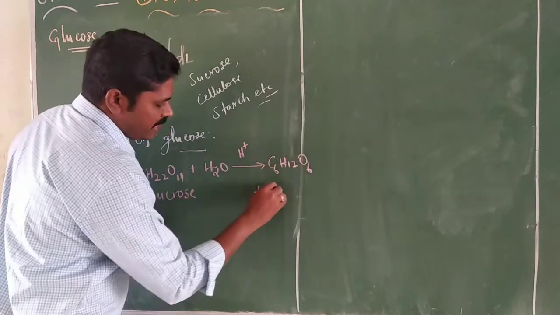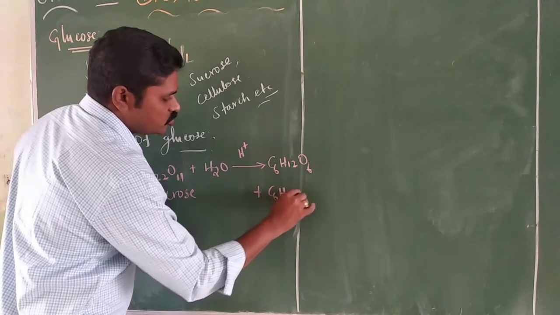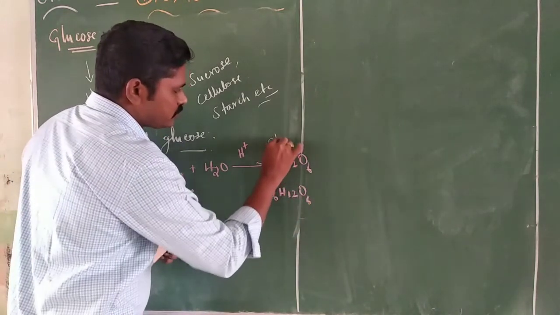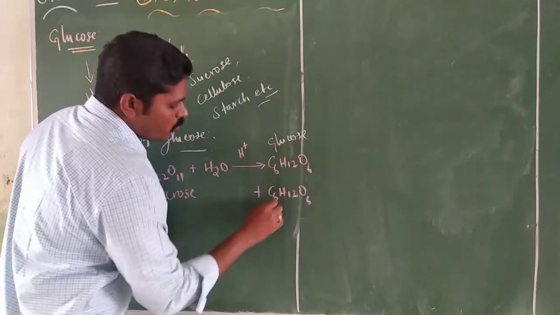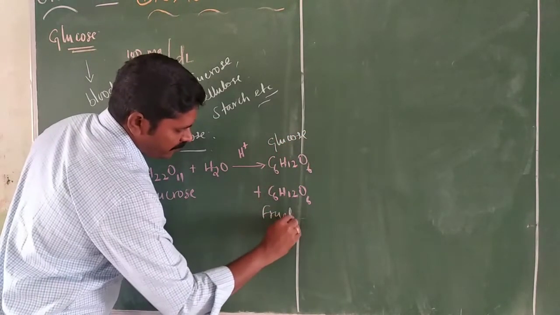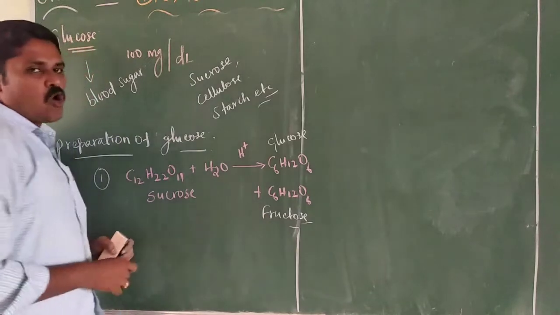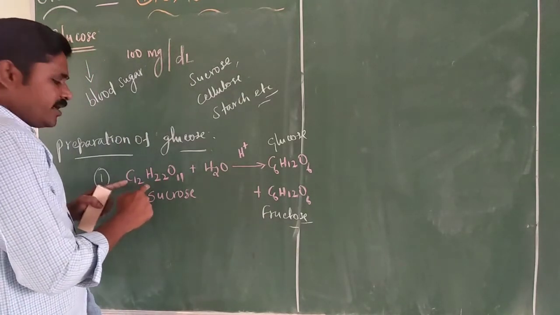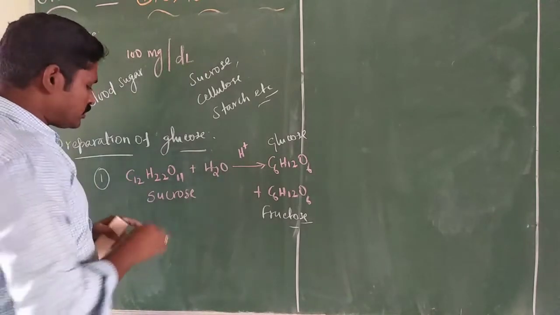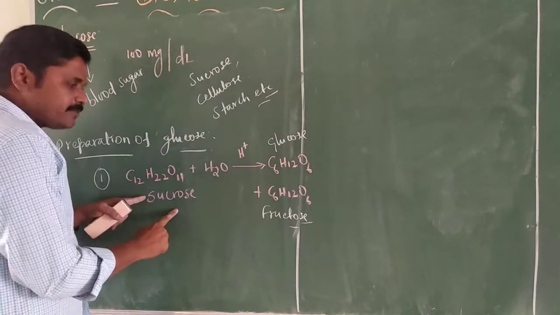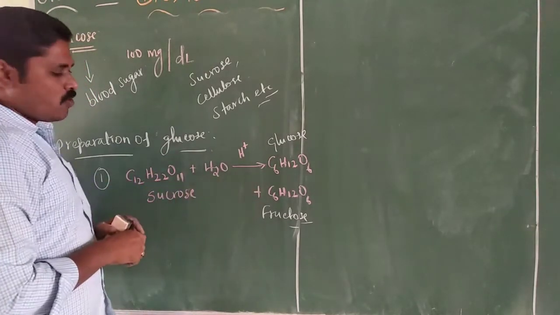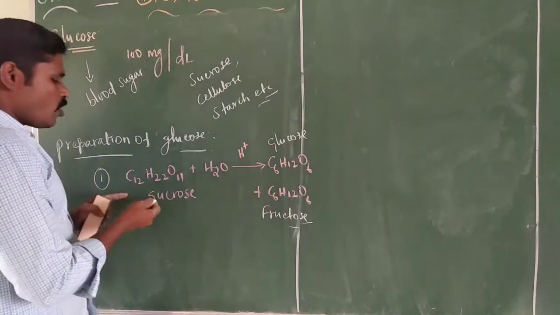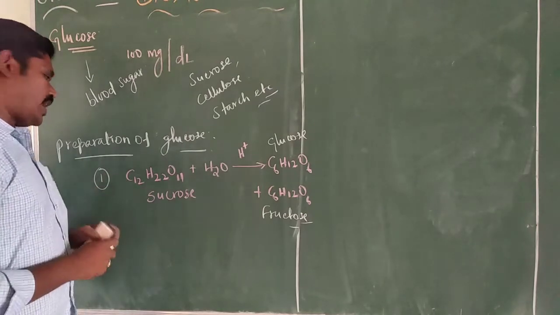C6H12O6 plus C6H12O6, right? So glucose and fructose. So sucrose is a disaccharide. Okay, so hydrolysis will give two monosaccharides. So sucrose is a disaccharide, right?